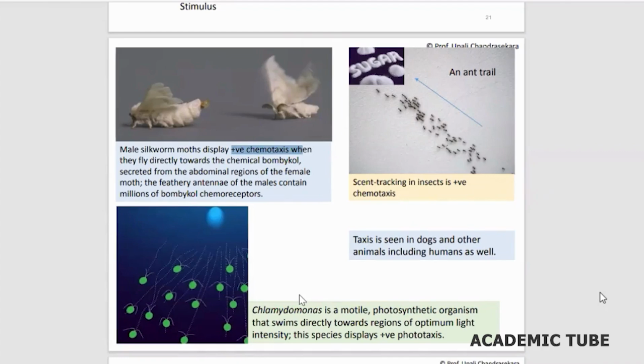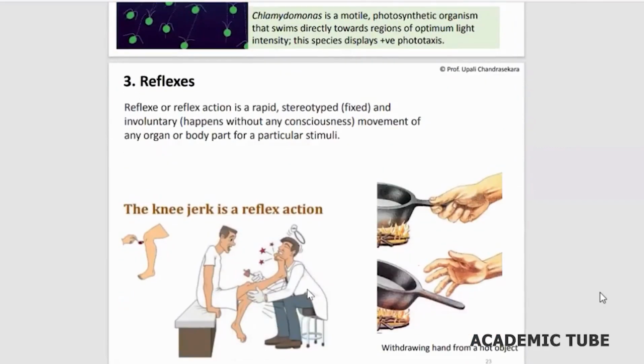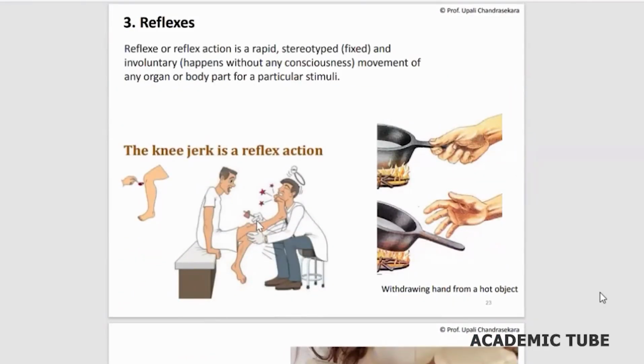That is taxis. Well, now the third type is what you call reflexes. There is a stimulus, but it is not the whole organism that moves, only a part of it. The central nervous system is not involved. Have you heard about these things? I have put in a photograph here: a doctor checking the knee-jerk reflex of a patient.